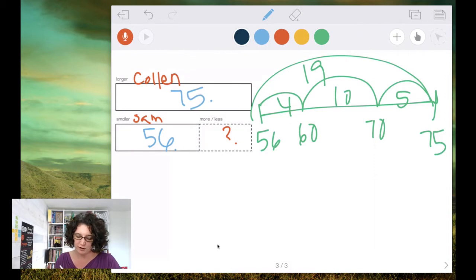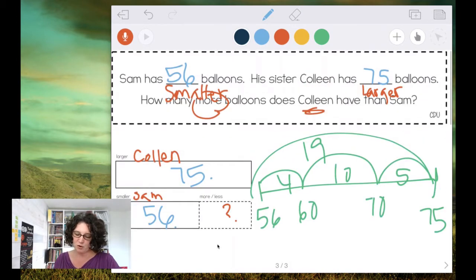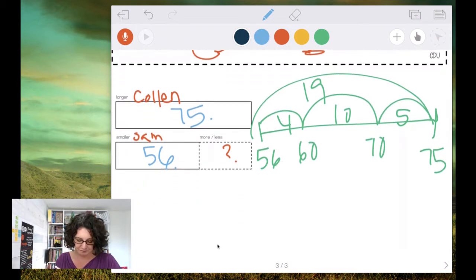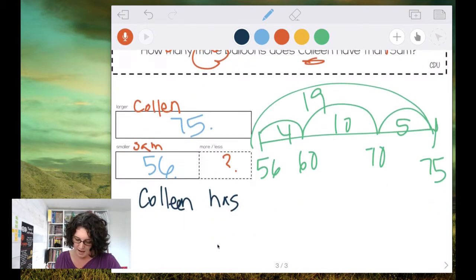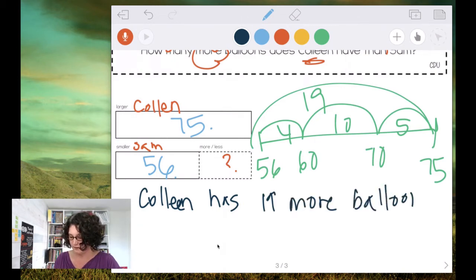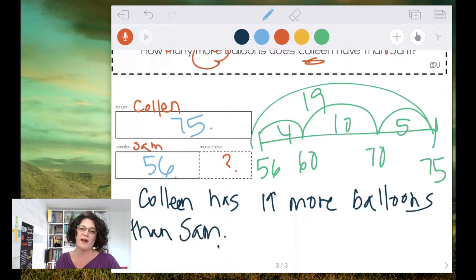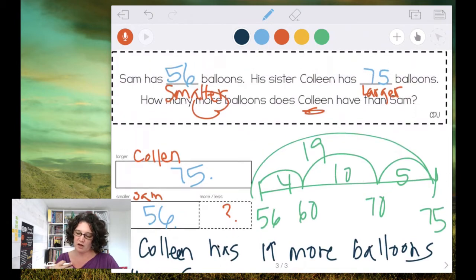I have students write afterwards, and let's see, the problem has, how many more balloons does Colleen have than Sam? Let's see, Colleen has, am I spelling it right? Yeah, no, 2 E's. Has 19 more balloons than Sam. And then I have students write down how they solved the problem. And so they can talk about identifying the larger number, identifying the smaller number, putting into a model that we use within class, and then using a number line or however they solve it. But that's basically how they do that one.